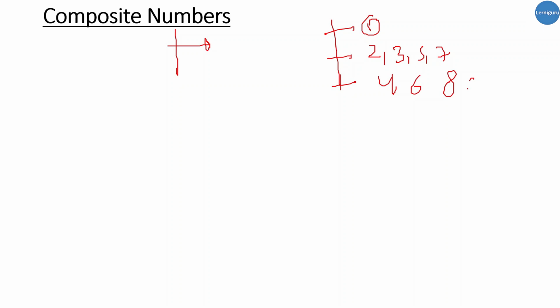So, composite numbers. In the starting I told you that natural numbers are unity, prime numbers, and composite numbers. Unity was your 1, and the prime numbers were numbers like 2, 3, 5, 7 that are not divisible by any number, only by the number itself and 1. And the remaining numbers, like 4, 6, 8, 9, 10, 12, are the composite numbers.